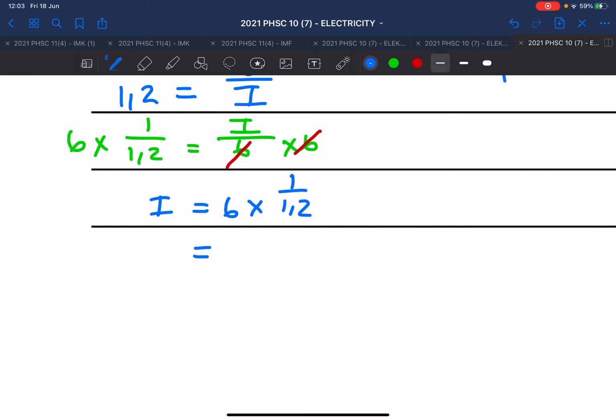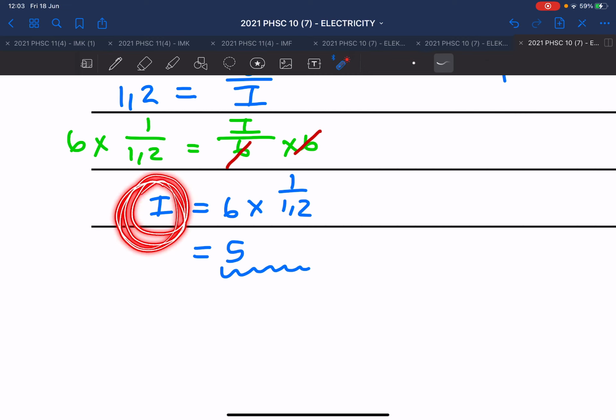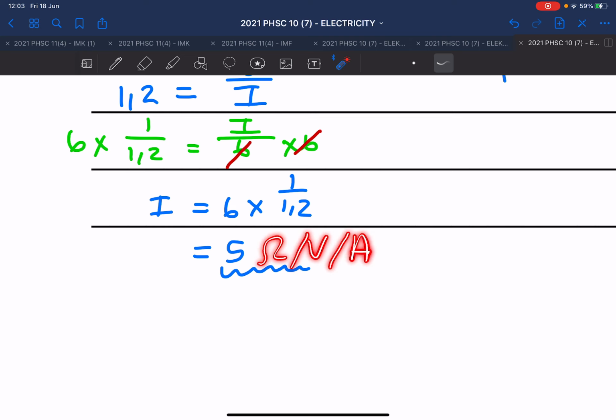What do you get? 5. 5 what? 5, I want the unit. What do I write down there? Is it ohms? Is it volts? Is it amperes? For current. Page back in your notes. What do we measure current in?